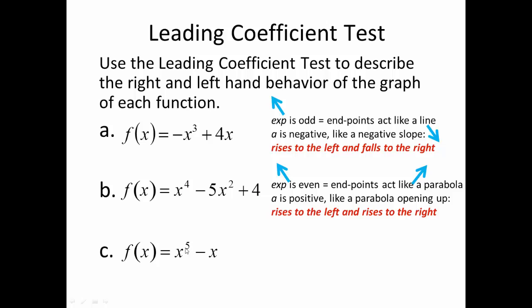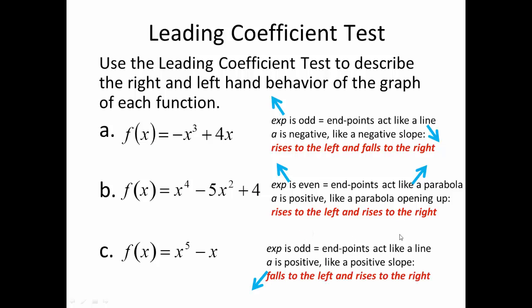Okay, on this one, this is a 5, so that's odd. So it's going to act like a line. Since it's odd, the endpoints are going to act like a line. And because it's positive, it's going to fall to the left and rise to the right.